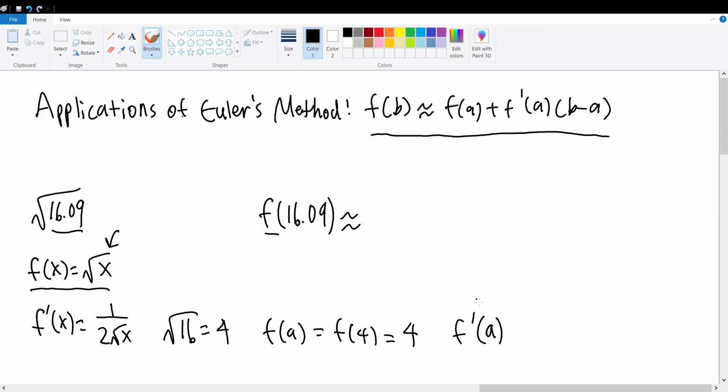And with this, what is f prime of a? Well, we know that a is equal to 4. So what is f prime of 4? Well, we just simply apply it into the derivative, and we see that f prime of 4 is the same thing as 1 over 4. And with this, we can substitute.